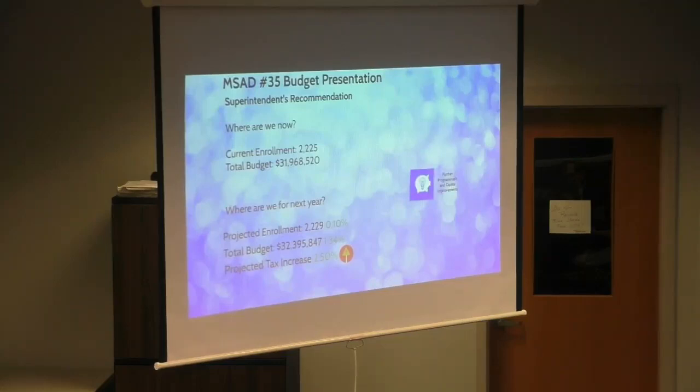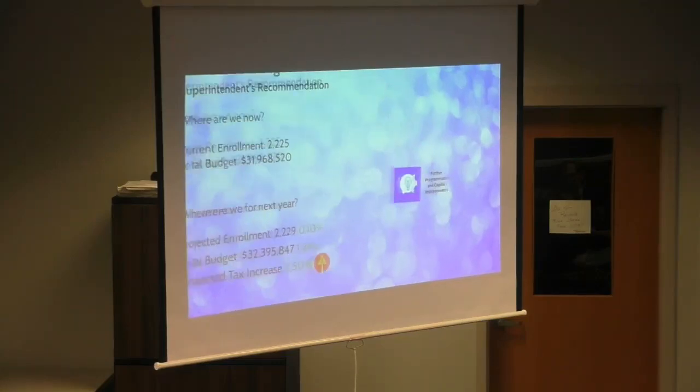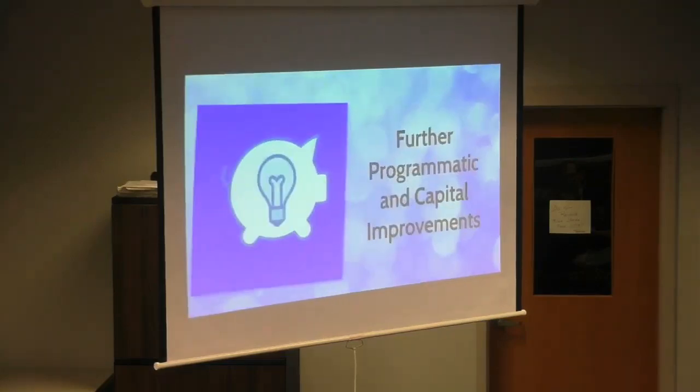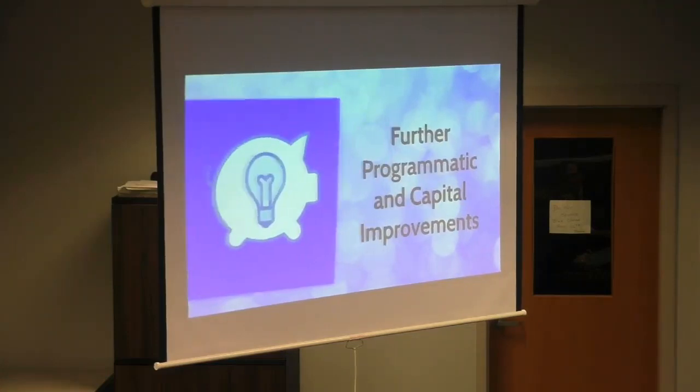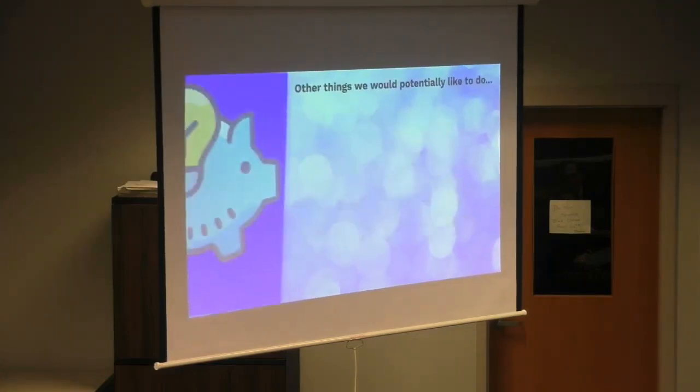Okay, further programmatic and capital improvements. I know this is always a question: if we could have anything, what would it be? Other things we would like to potentially do: add a part-time interventionist at Marshall Middle School, which costs about $45,000. We give great specific reading support through the elementary school, but when the kids get to Marshall Middle School, that specific reading support isn't there.